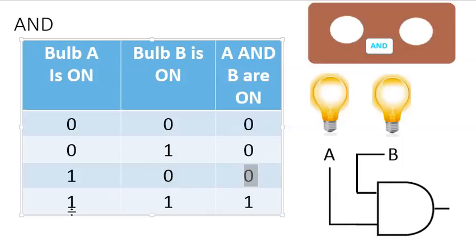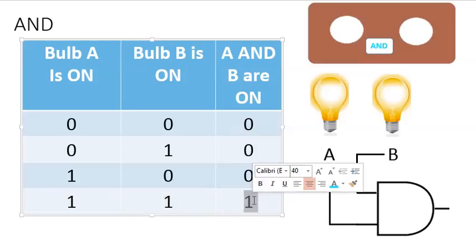What I'm left with then needs to be checked carefully. Are all the inputs 1? If the answer is yes, then I put a 1 in that column. That, ladies and gentlemen, is the definition of the AND.